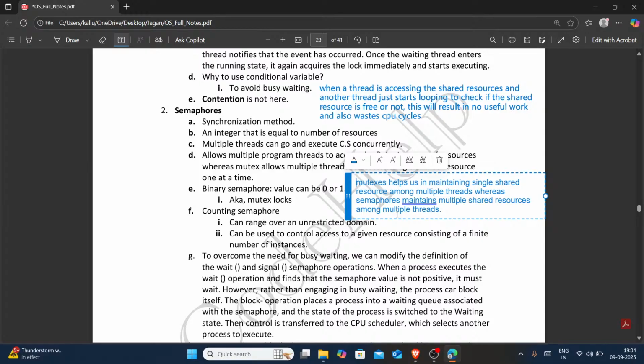A mutex allows a single thread to enter a critical section, and a semaphore allows multiple threads into the critical section.